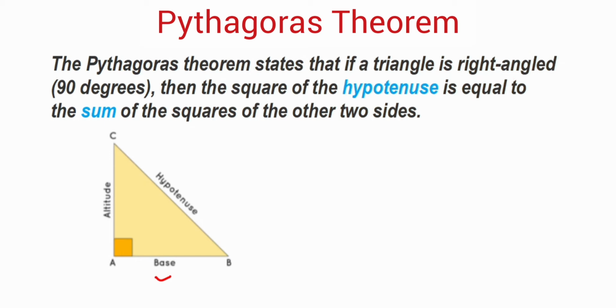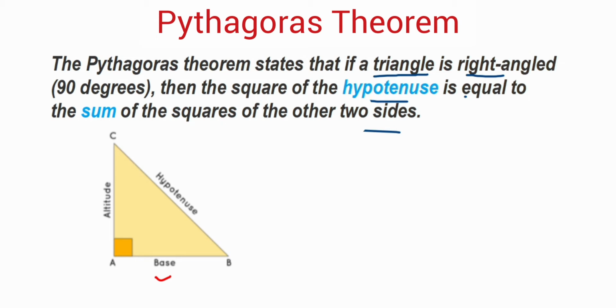This states that if a triangle is right angled, then the square of the hypotenuse is equal to the sum of the squares of the other two sides. So what is this hypotenuse? What is altitude? Let's see that.